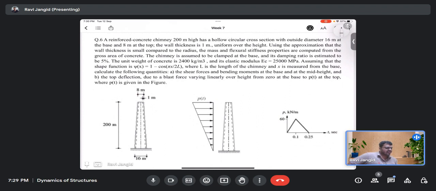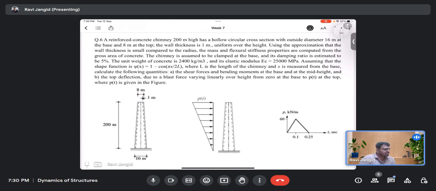So we are given a reinforced concrete chimney which has a 200-meter height and a hollow cross section with outside diameter of 16 meters at the base and 8 meters at the top. The wall thickness is 1 meter, uniform over the height.